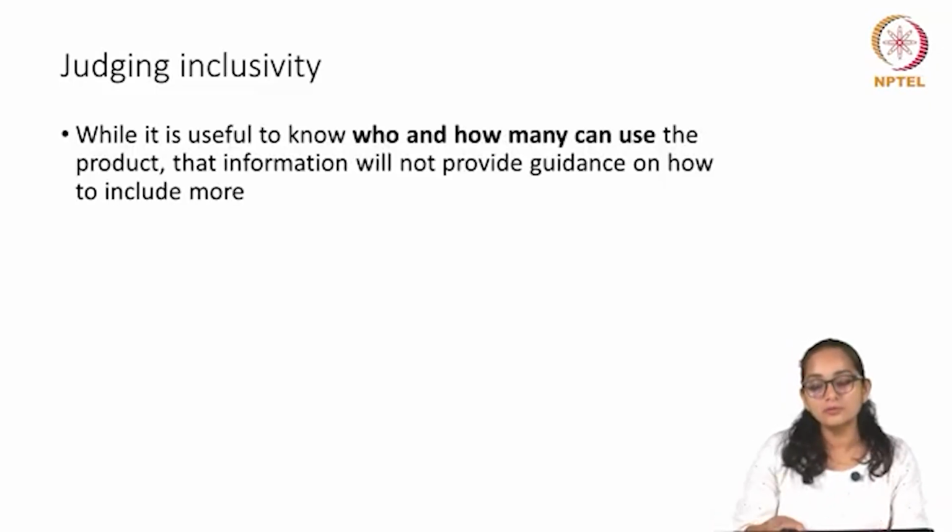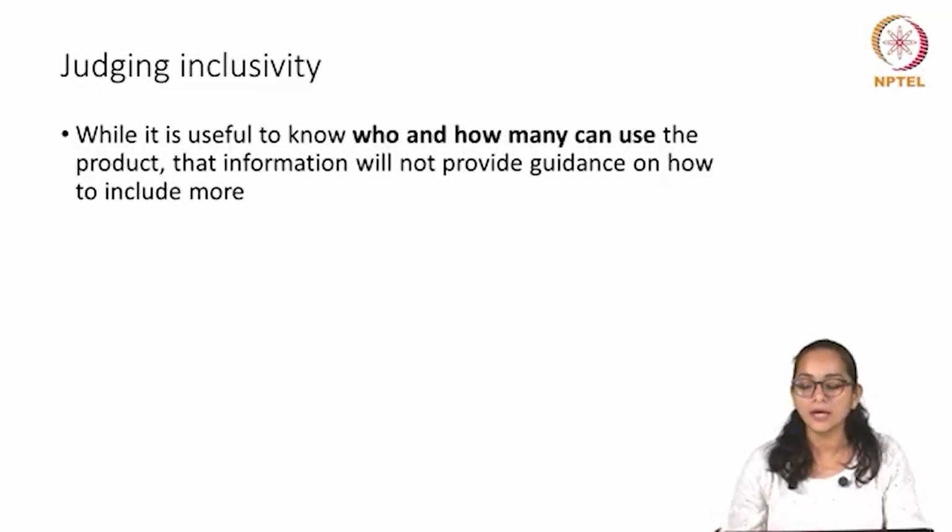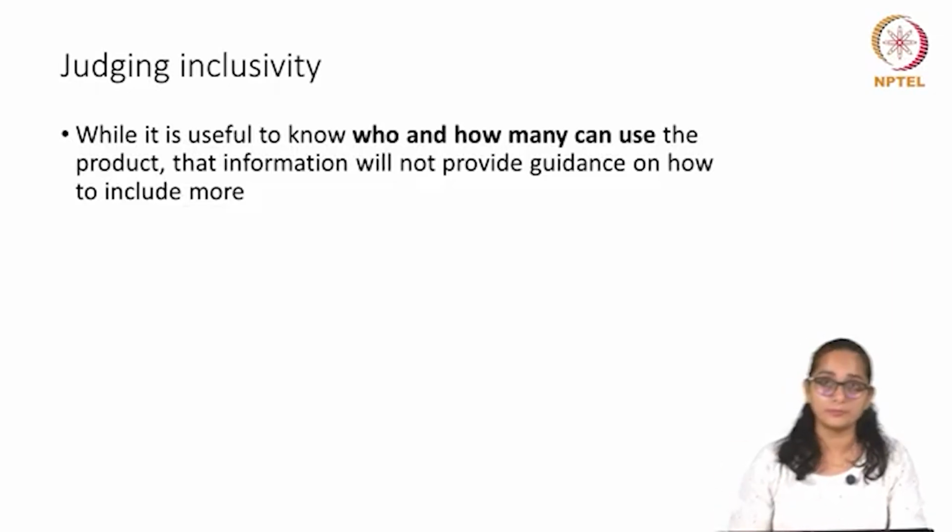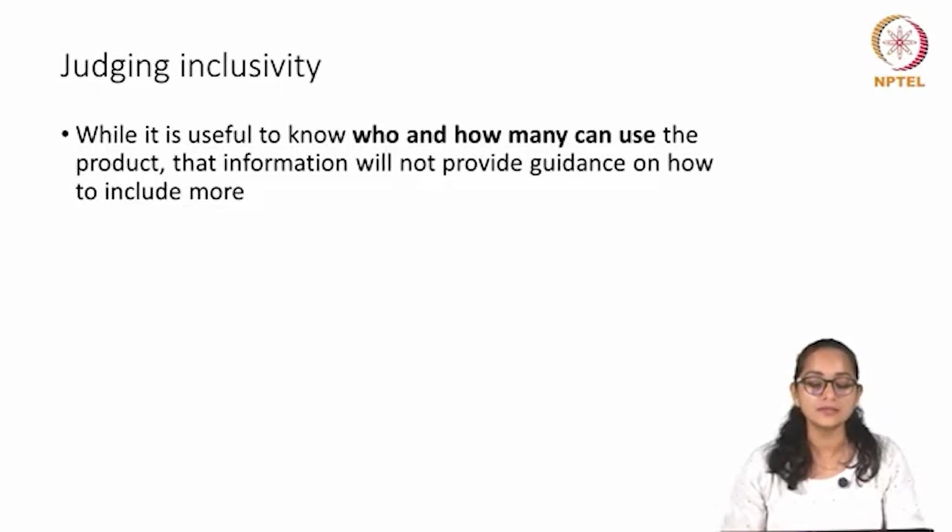While it is useful to know who and how many people can use the product, that information does not provide you with enough guidance on how to include more people. Right? So it is like, okay, I know my system can be accessed by persons who are blind, for example, but possibly you don't know how you can actually include people with further barriers or further disabilities, right?